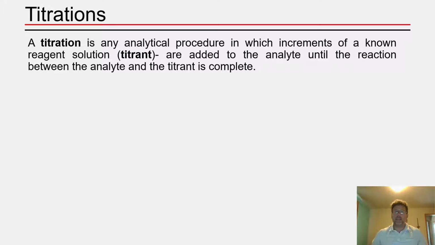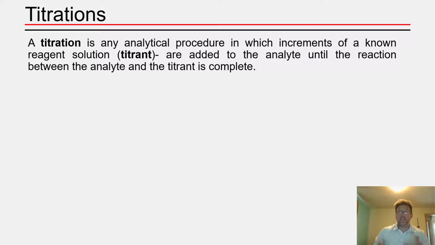Just like gravimetric analysis, titrations are a classical group of wet chemistry methods for determining the concentration of an analyte. An experiment where you use an in-solution chemical reaction to determine an analyte's concentration is also called an assay in analytical chemistry circles. So if you hear me say assay, an experiment involving a chemical reaction, they are interchangeable terms. Specifically, a titration is a type of assay where increments of a known reagent solution, which we would call the titrant, are added to a solution containing the analyte until the reaction between the analyte and the titrant is complete.